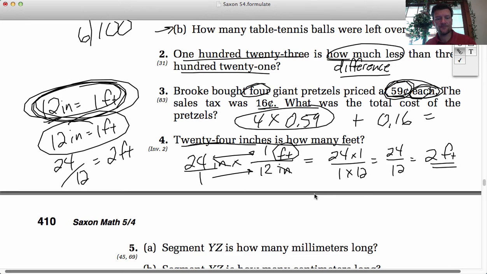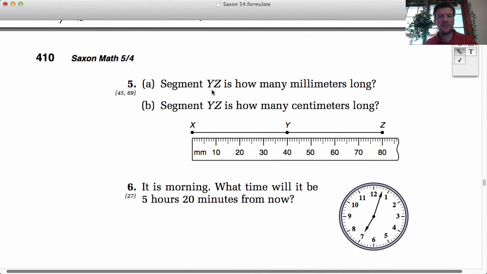Okay, 2 feet. Number 5, segment YZ is how many millimeters long. So YZ, make sure you look at this carefully, YZ, so you're going to go from 40 up to 80. So from 40 up to 80, and this is in millimeters, you just subtract those two, always larger minus smaller, and you find out the distance of YZ.